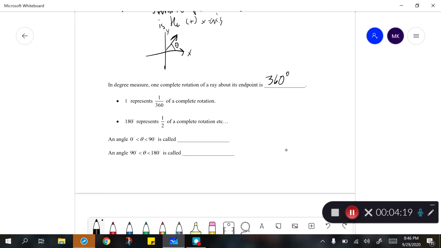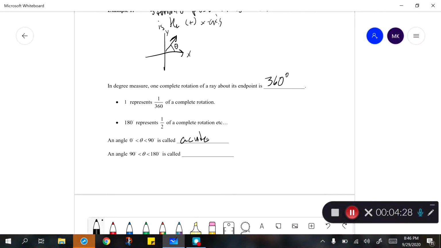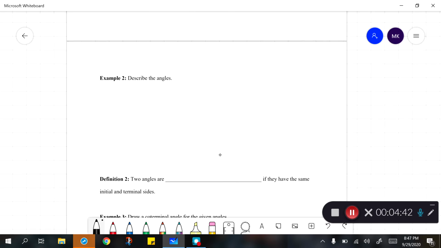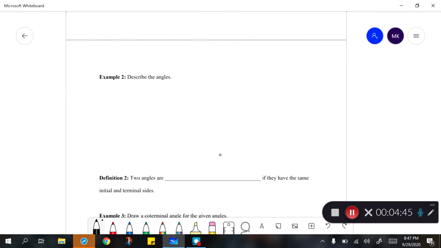Now, there's a couple special angles. It doesn't matter if they're in standard position or not, but an angle that measures between 0 and 90 degrees is called an acute angle. And anything that goes between 90 and 180 is called obtuse. Good. Now, there's a few special angles that have some special names.